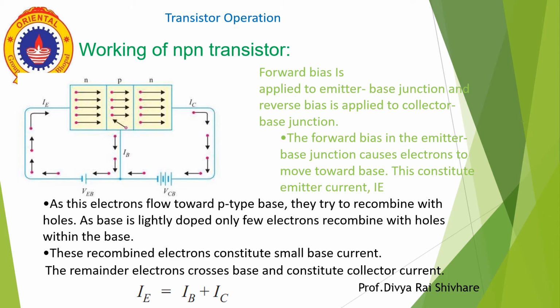The forward bias in the emitter base junction causes electrons to move towards base. This constitutes emitter current IE. Now as the electrons flow towards p-type base, they try to recombine with holes. As base is slightly doped, only few electrons recombine with holes within the base. These recombined electrons constitute small base current. The remaining electrons cross base and constitute collector current. So the value of emitter current IE is equal to IB plus IC in NPN transistor.